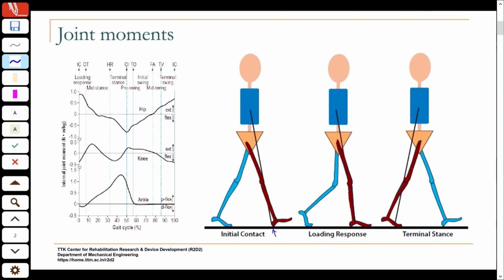And here you can see that at initial contact the ground reaction vector acts ahead of the hip joint. So, it would be trying to cause a flexion moment, and so the internal moment that would be acting would be more of an extensor moment. Okay. So, this is just to give you a clue into how this behaves.